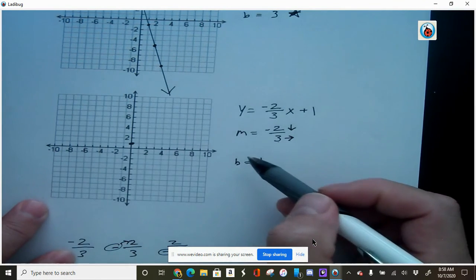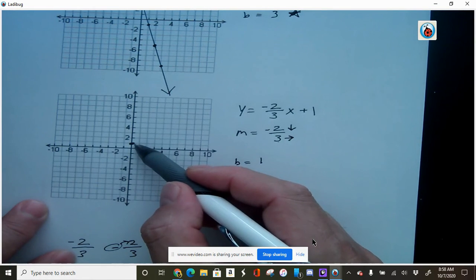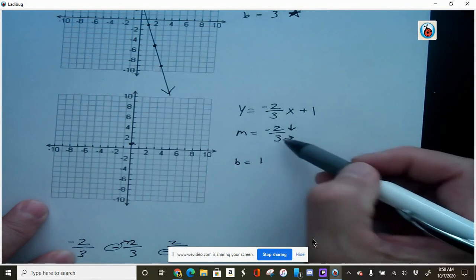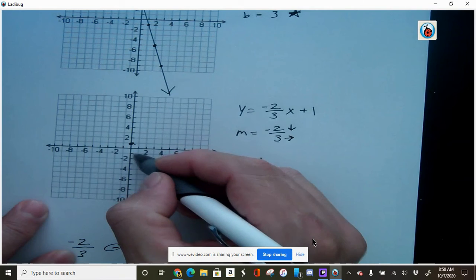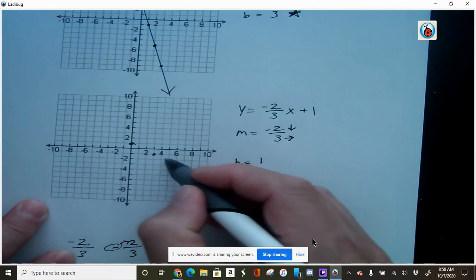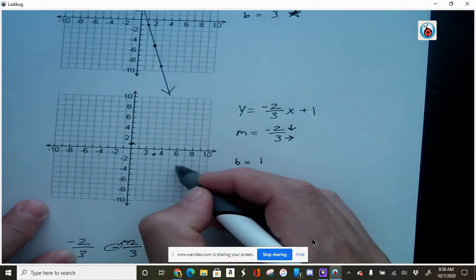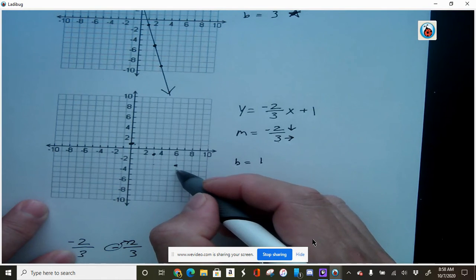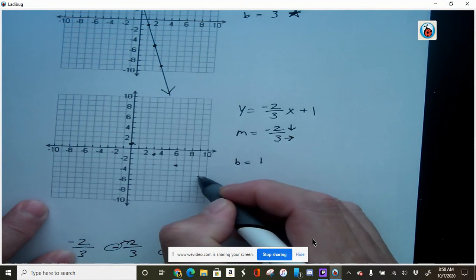Then let's find the second point. From this point that we just put on, we'll go down 2, right 3. So down 1, 2, right 1, 2, 3. Let's do it again. 1, 2, 1, 2, 3. Let's do it one more time. 1, 2, 1, 2, 3.